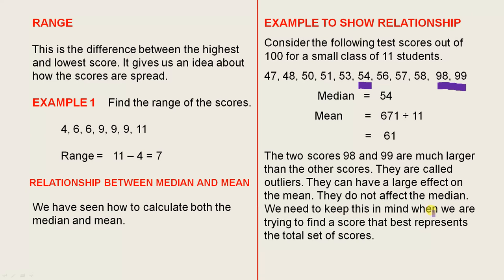We need to keep this in mind when we are trying to find a score that best represents the total set of scores. So in this particular example, the 54 is not a bad way to represent all those scores. 61 is probably not a good example of how to represent all those scores because it is affected by those two large numbers. So we need to keep that in mind depending on the number of scores we have.